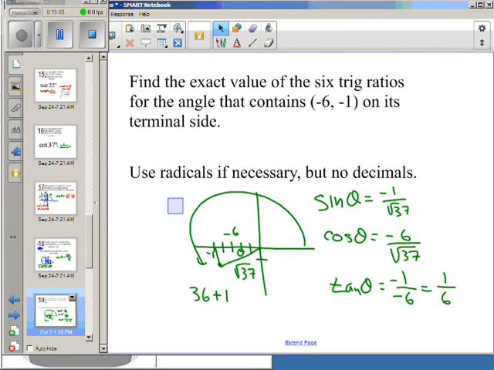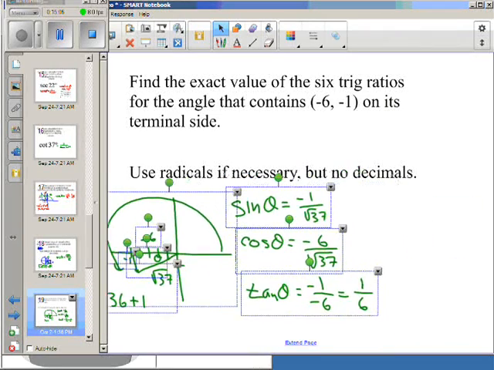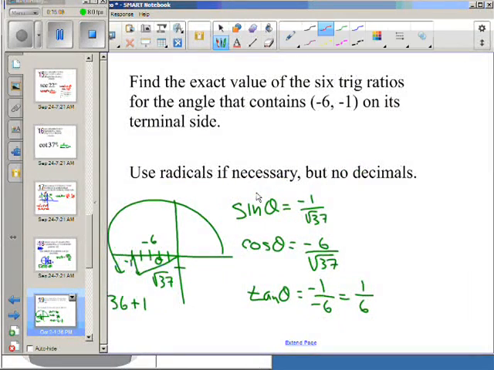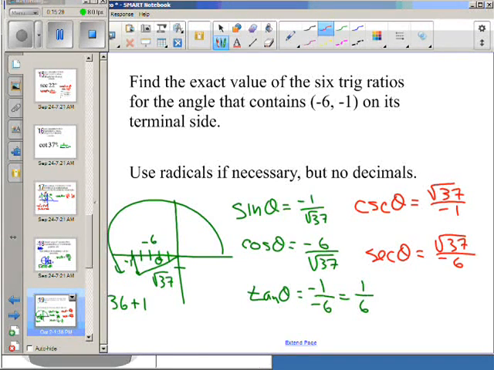So then I have my cofunctions, right, my other trig functions. Let's move that over so I have some space. Sine's reciprocal is cosecant of theta, and so I'm going to be flipping. Root 37 over negative 1. Cosine's reciprocal is secant of theta, and that's going to get me root 37 over negative 6. And then cotangent of theta is going to be the reciprocal of 1/6, and I would get 6. This up here I could write as negative root 37. And there we have it.